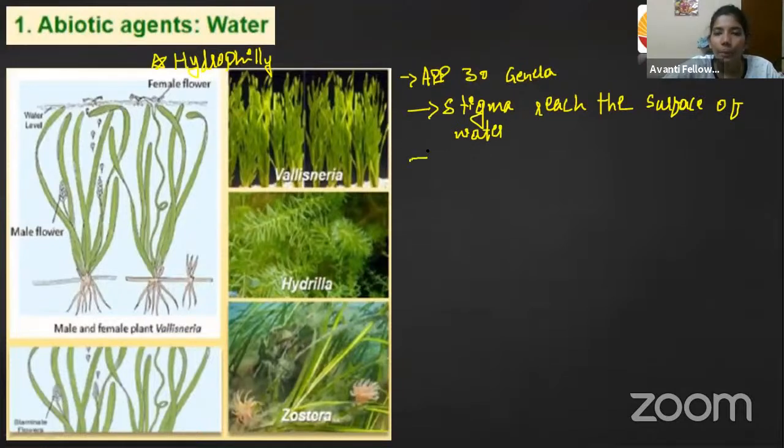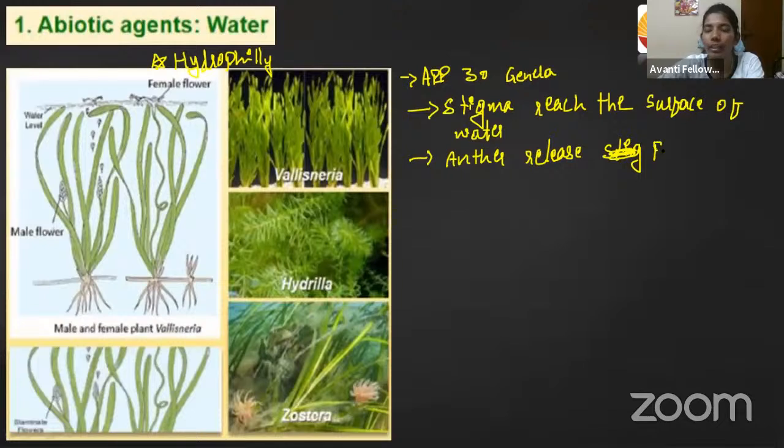Okay, then what happens? The male plant, or anther, releases pollen grain to the surface of water. So this is one condition. This is a stigma and this is an anther, okay. Now the anther is releasing the pollen grain at the surface, and the stigma is also at the surface of the water. The water will move like this. Along with the water, the pollen grains also move and touch the stigma. Pollination takes place. This is one type.